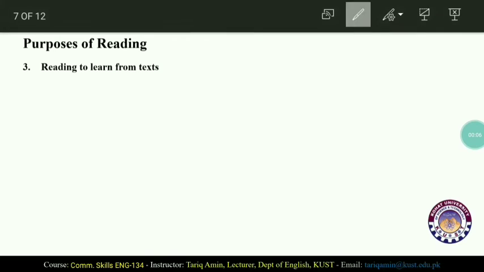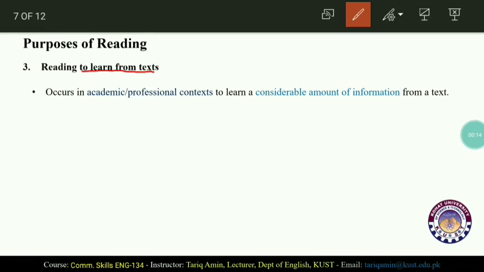The third purpose of reading is reading to learn from texts. We read different texts for learning purposes. It most of the time occurs in an academic context. It most of the time occurs in a professional context, to learn a considerable amount of information from a text. As discussed, it occurs in an academic context.